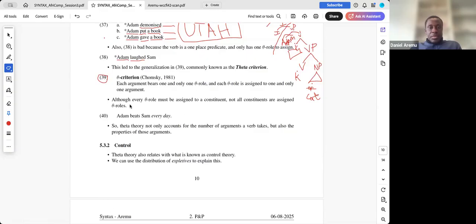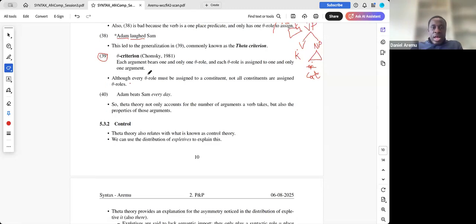Now, yeah, you're welcome. Although every theta role must be assigned to a constituent, we know that not all constituents are actually assigned a theta role. So I was expecting someone probably to ask that, what about adverbs? And it's simple, right? So look at 40. Adam beats Sam every day.